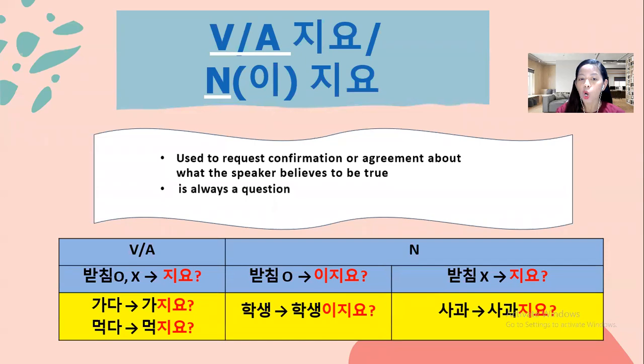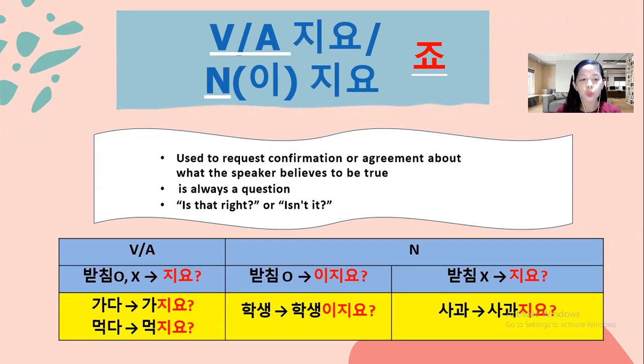Next, it is always used in a question form. So at the sentence ending, there will be a question mark. And of course, this is translated in English as, is that right? Or isn't it? Now, by the way, class, in spoken language, jo can be used instead of jiyo. So if you hear Korean people use jo, that means it is a contracted form of jiyo.